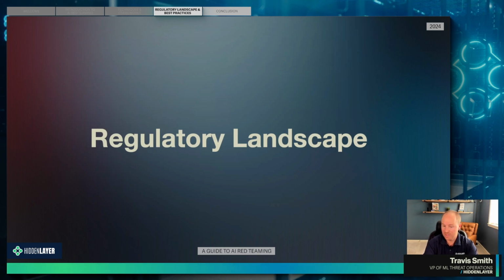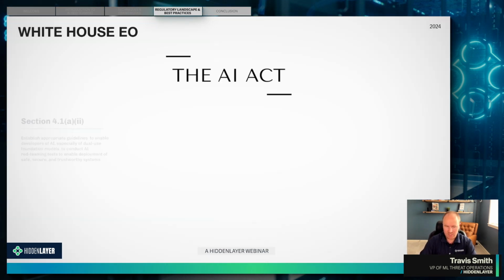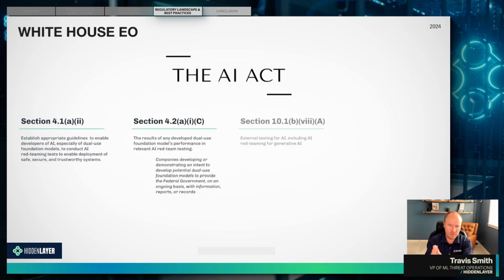Is there an actual business reason to do it? And that's where the regulatory landscape comes in, where you can combine "this is fun" with "I also need to do it." We can touch on a few of those different things that are out there. So there was the AI Act.